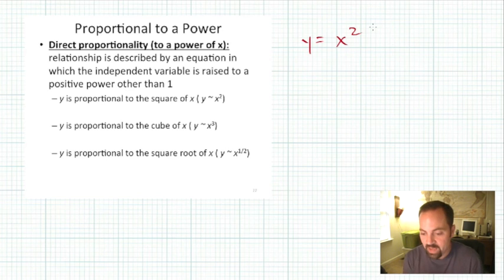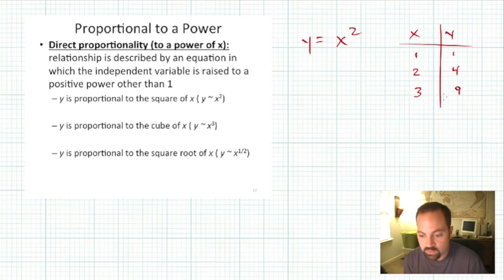Here, as x changes, y doesn't change accordingly. Y changes accordingly and is squared. So if x is 1, y would be 1, of course. If x is 2, y would be 4. If x is 3, y would be 9, and so forth. So what we're going to see is that it's not going to be a straight line, it's going to be a curved line. Y being proportional to x squared, okay?